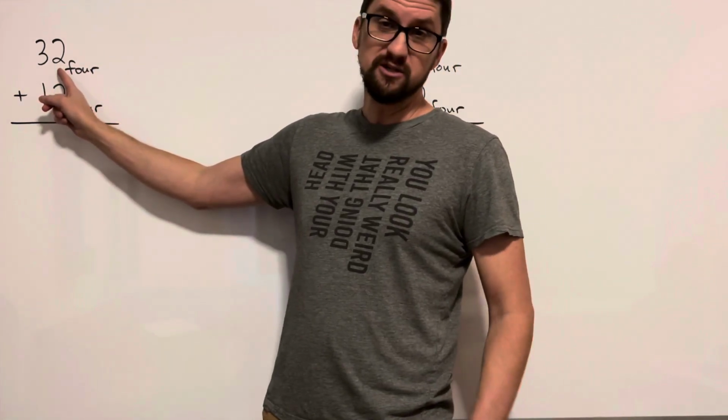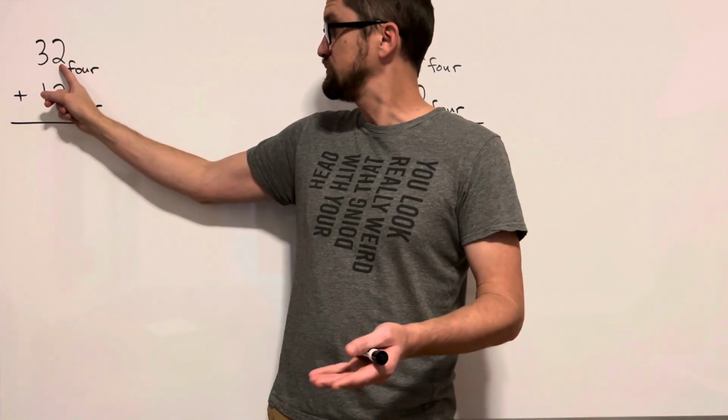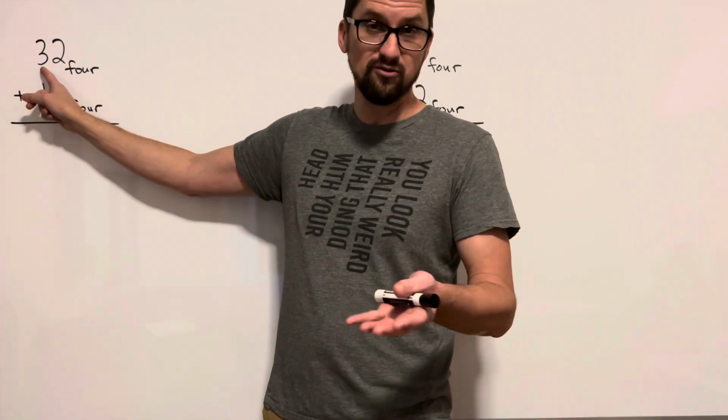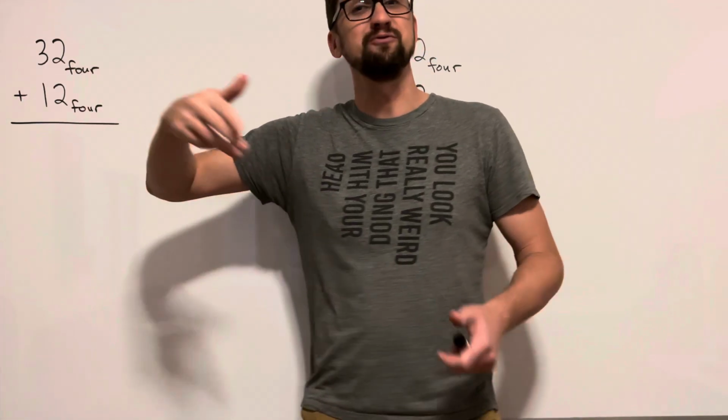Now this is the ones place. That's how many ones you have. We have 2 ones, and this is the fours place. It tells you how many groups of 4 you have.